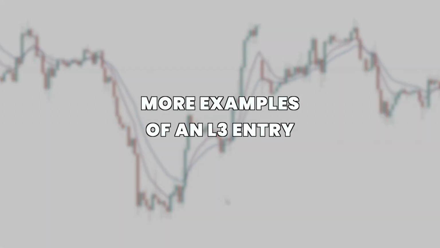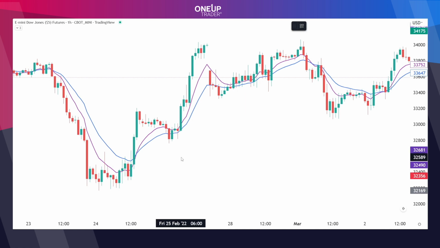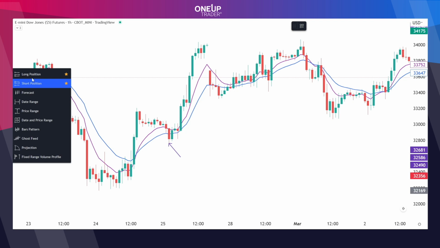And here's another example of an L3. We see the long entry on the break of this red candle here. So we would take our long at this point.